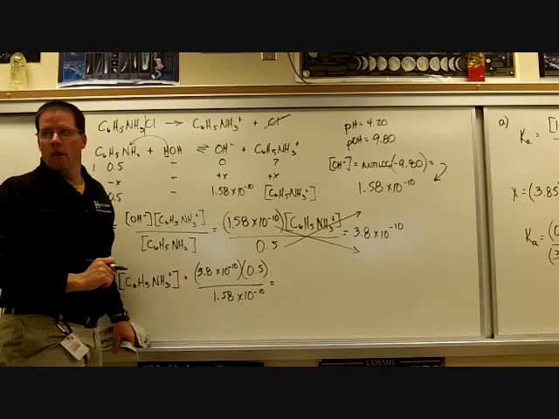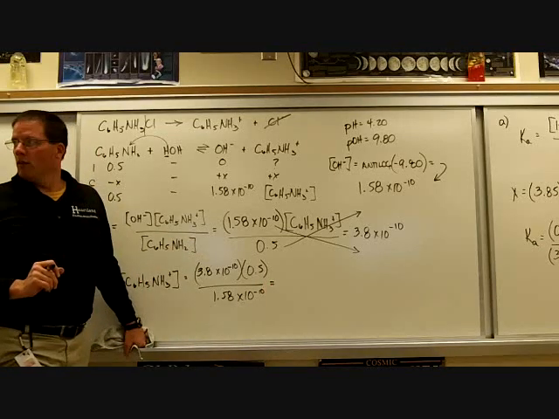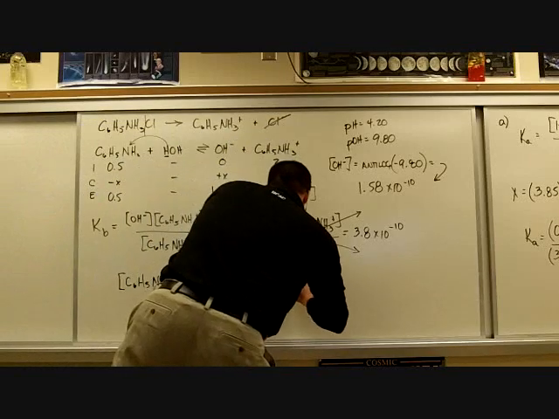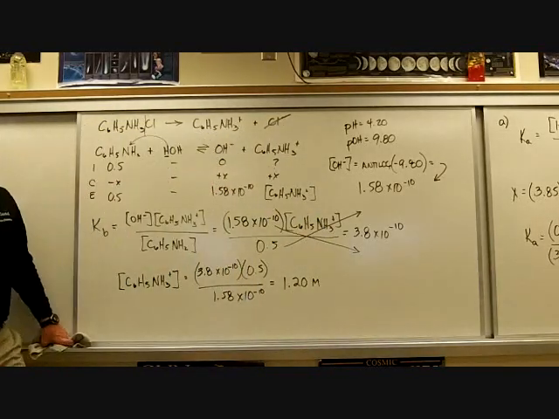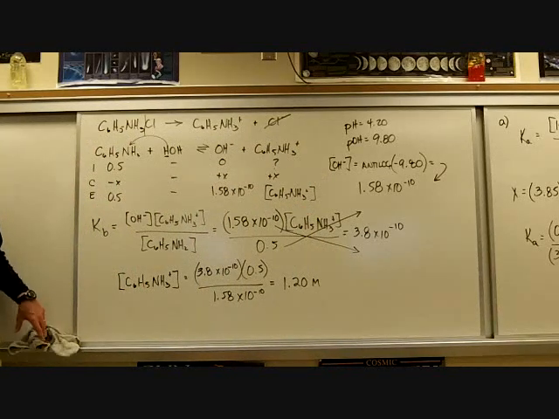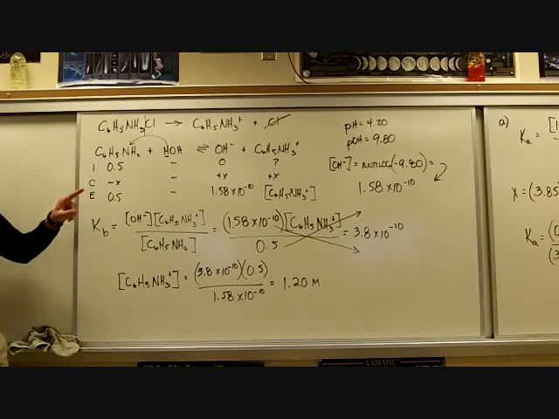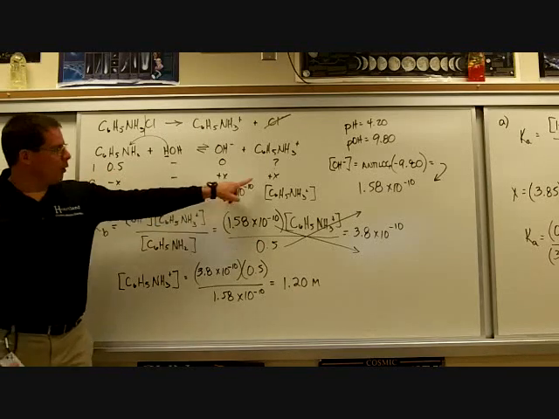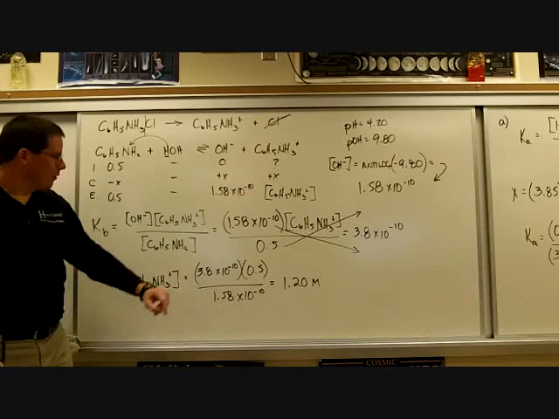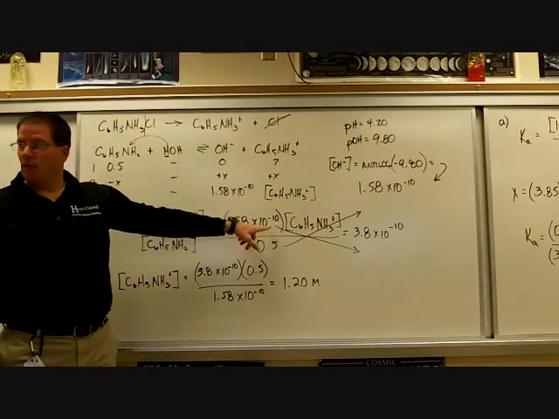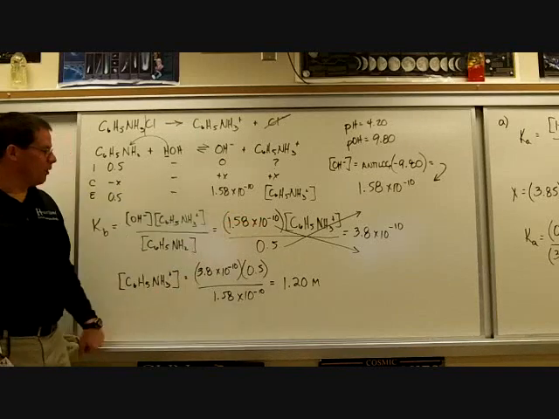Anybody get a number? Is it 1.20? Good. Okay, so there's your concentration. And that's a pretty good number that we would want to have or expect, because again, we have 0.5 here, so for it to be a good buffer, we have to have a value that's relatively high. None of this times 10 to the negative 10 stuff. Okay, that's not going to happen.